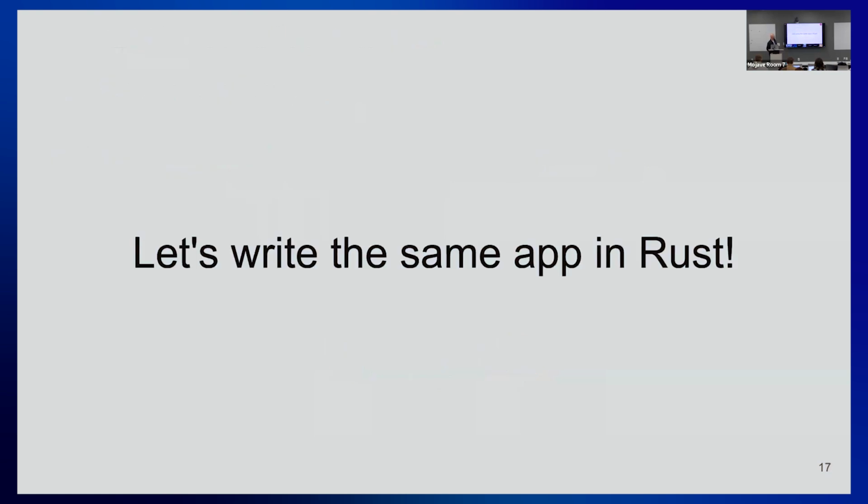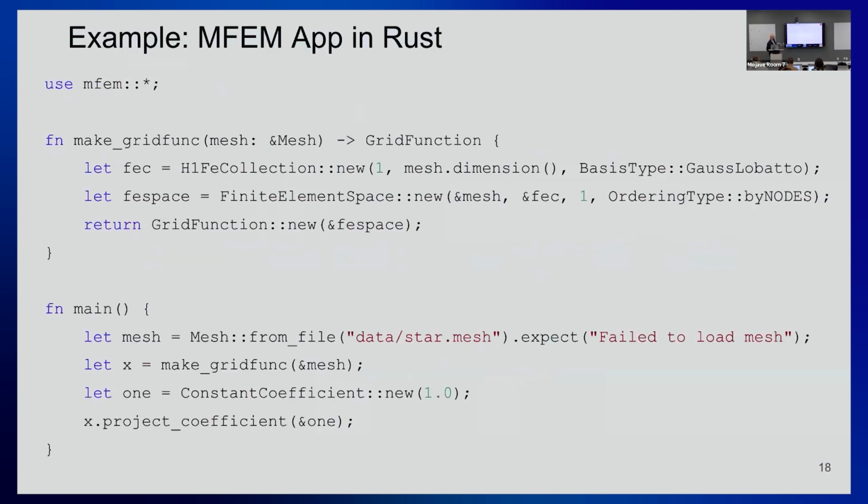And one cool thing about Rust, we're going to write the same thing in Rust now. It will look like this. This is using the MFEM wrapper. Pretty much the same thing. We have the same function factored out. Things look a little bit different because of different conventions in naming things, and using snake case for methods and so on and so forth in Rust. But it's pretty much one-to-one with the C++ code.